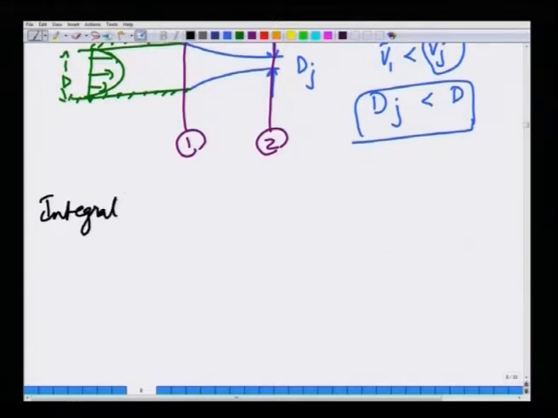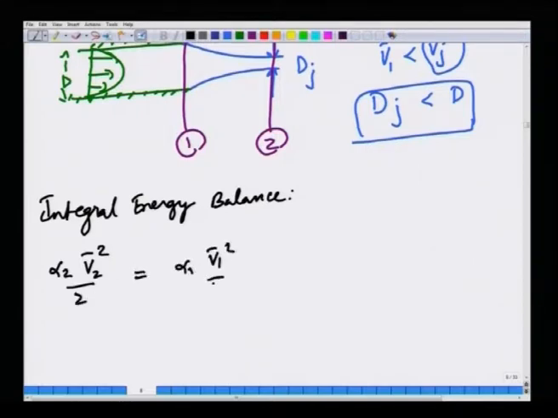First, let us use the integral energy balance, which we did at the end of the last lecture. When you use the integral energy balance, we will find that alpha 2 v2 squared by 2, the kinetic energy head, is alpha 1 v1 squared by 2. I am writing the energy balance between point 1 and point 2 as shown here in this diagram, plus or minus viscous losses.